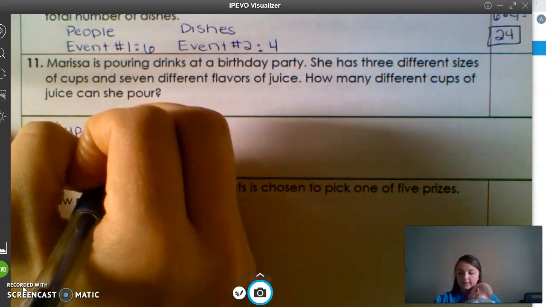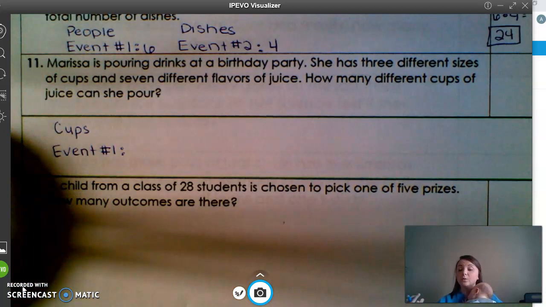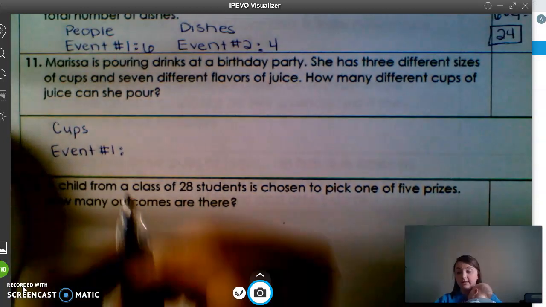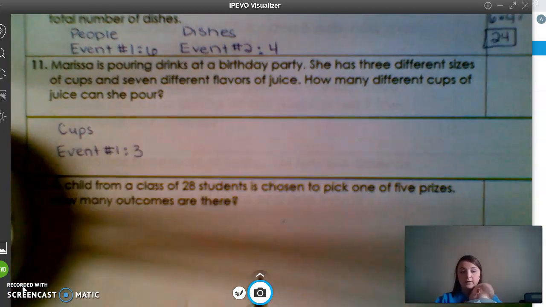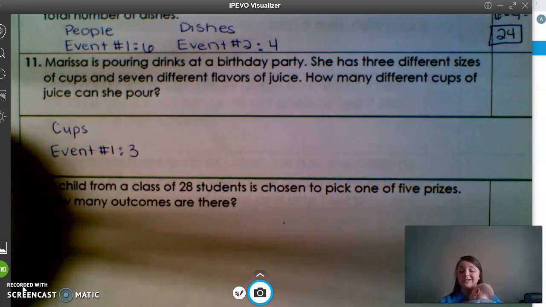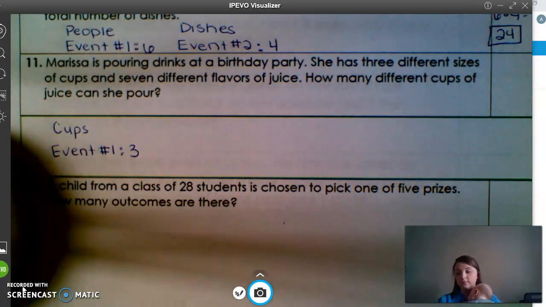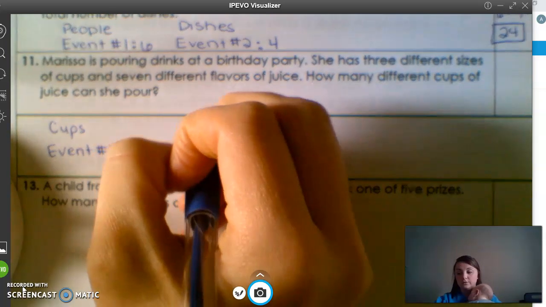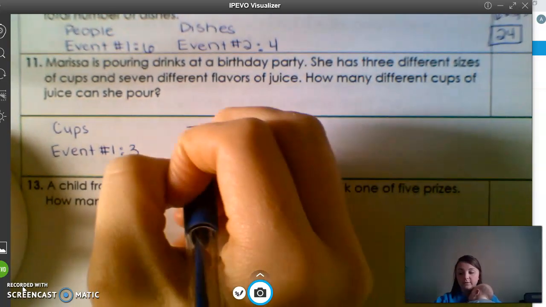So event number 1 is cups. And there's 3 different ones that she could choose from. So there's 3 possible outcomes. Well, after she chooses the cup to pour into, she has to pick which kind of juice she's going to pour. So juice is going to be event number 2.